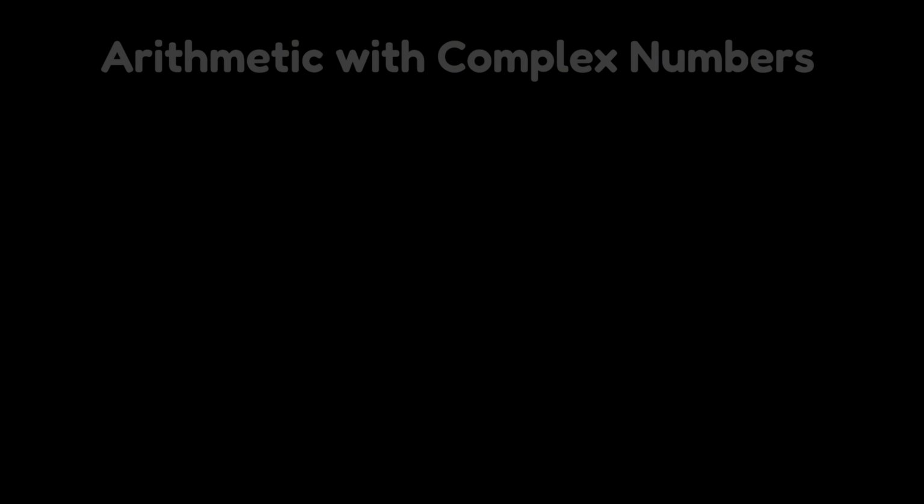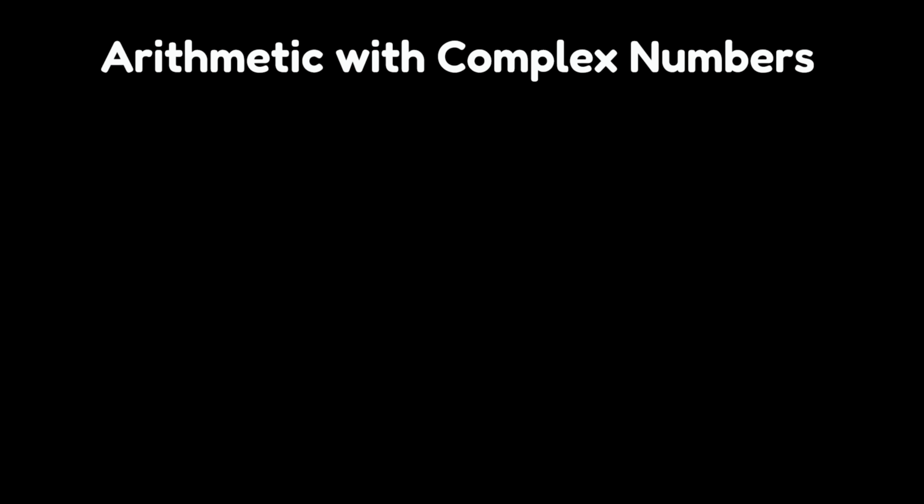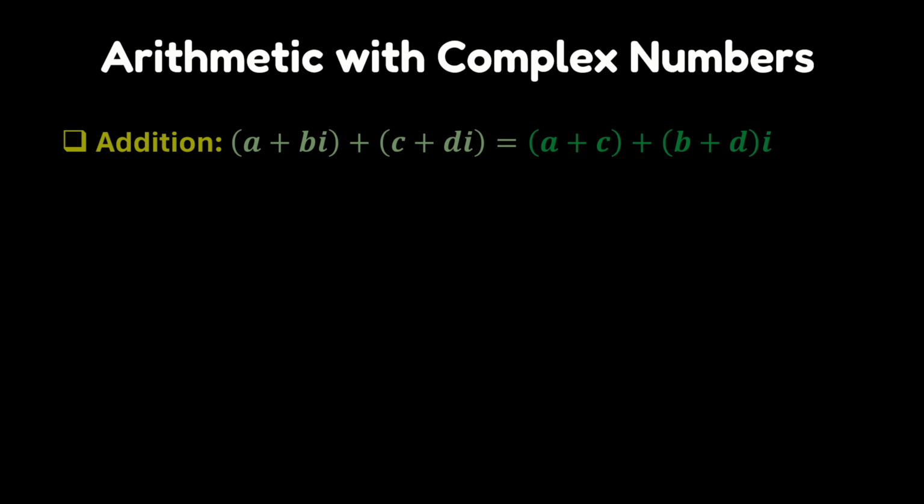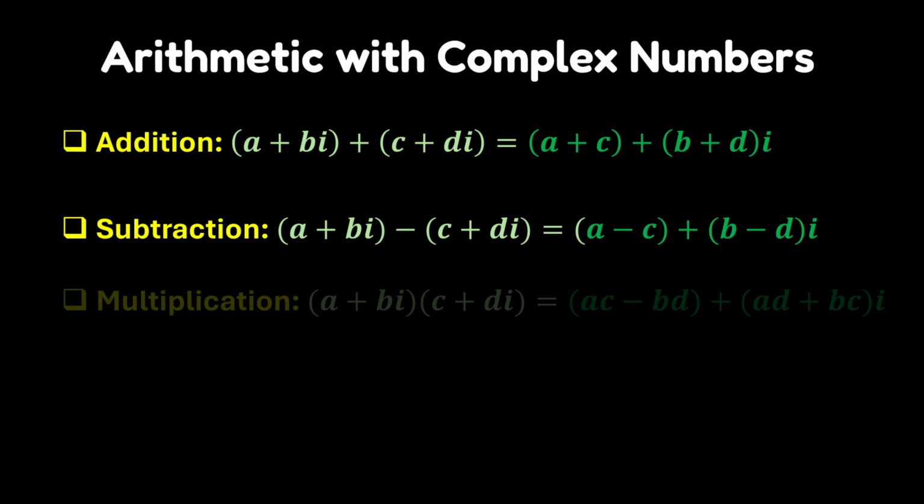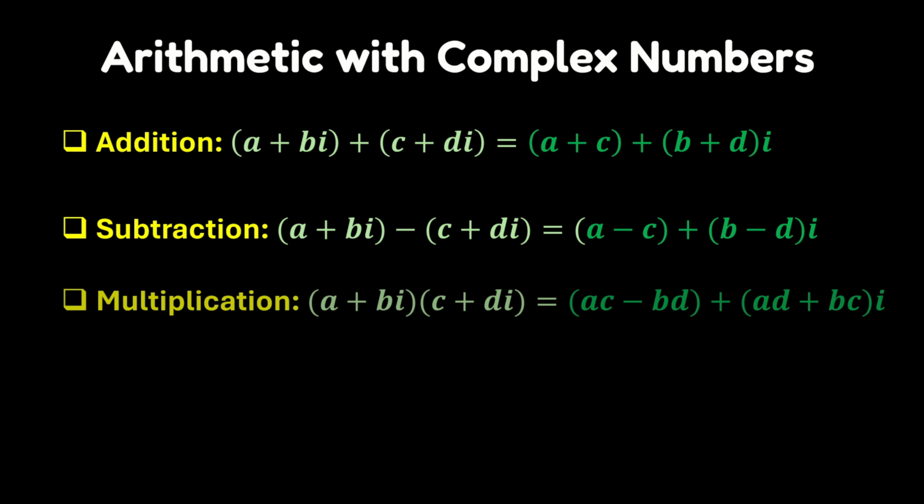Now let's see how to add, subtract, multiply and divide complex numbers. These basic operations show up all the time in quantum computing. In case of addition, just add the real parts and the imaginary parts separately. Do the same thing for subtraction. For multiplication, we use the distributive property, and remember that i square equals -1.